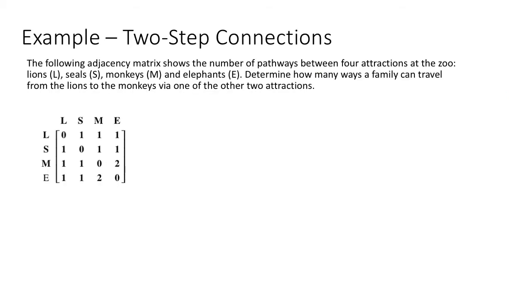In the example, we have the following adjacency matrix that shows the number of pathways between 4 attractions at the zoo: lions, seals, monkeys, and elephants. We want to determine how many ways a family can travel from the lions to the monkeys via one of the other attractions. So we're starting at the lions, going to one of the other attractions, and then ending up at the monkeys.